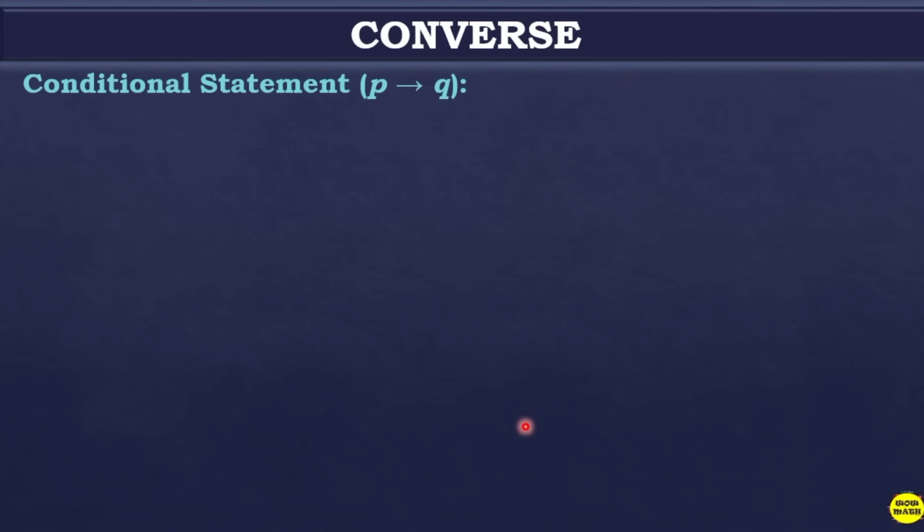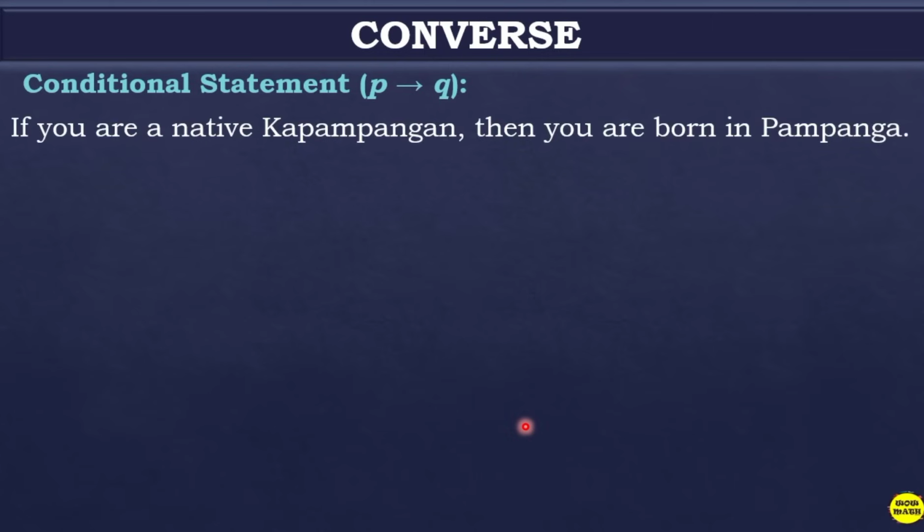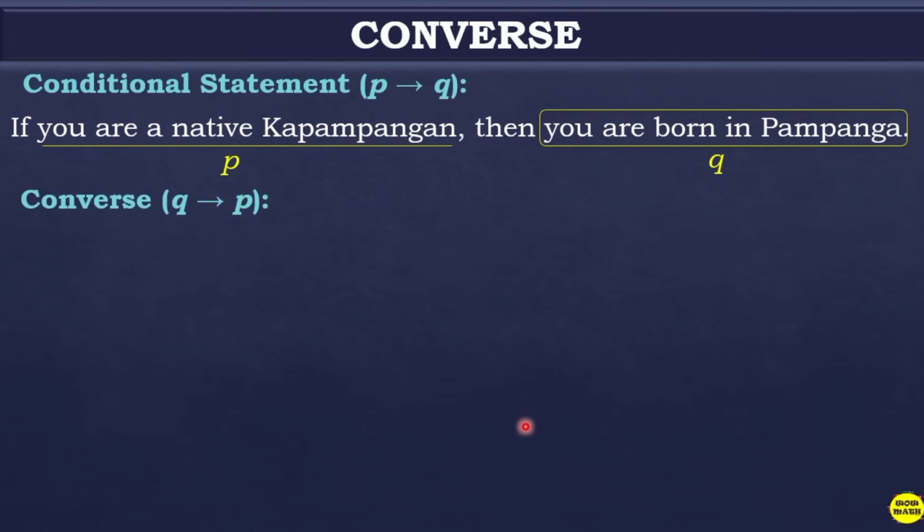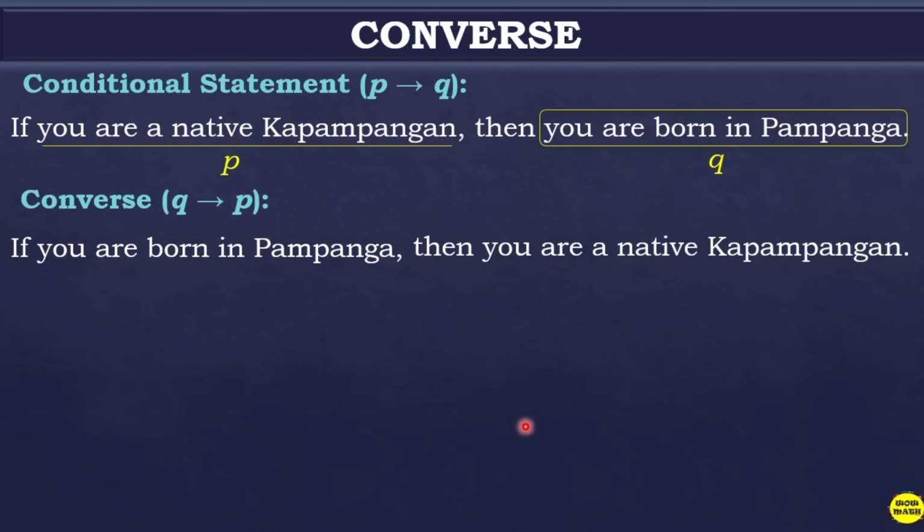Next, another example. So, I have here a conditional statement. If you are a native Kapampangan, then you are born in Pampanga. So, after if, this is your hypothesis. After then, this is your conclusion. Now, so your converse, if Q, then P. So, yun po yung ating converse. So, you just have to interchange your hypothesis and conclusion. Okay? So, we will have, if you are born in Pampanga, then you are a native Kapampangan.